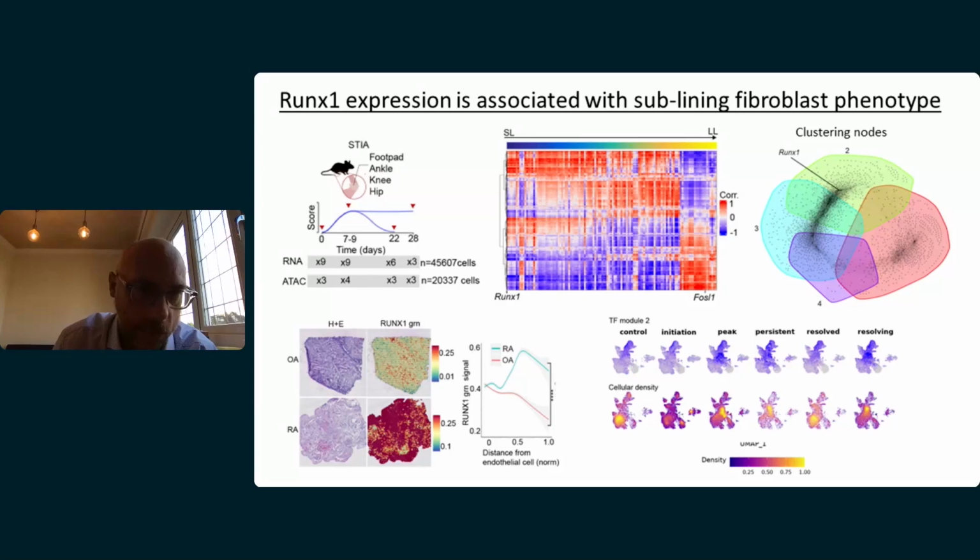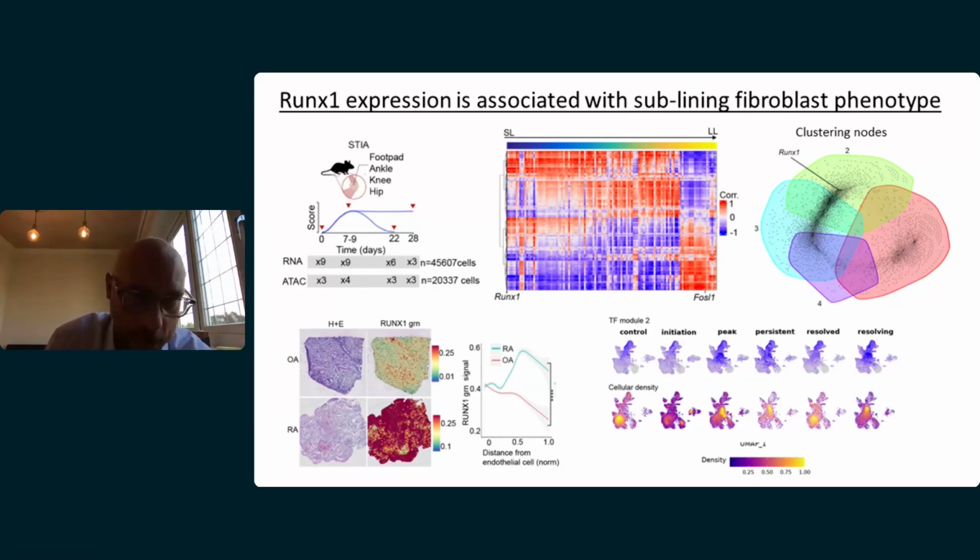And we identified RUNX1, which is classically in the hematopoietic system, but actually appears to be expressed in the mesenchymal fraction here as a key regulator of this immune effector fibroblast population. You can see here this is projected across the pseudotime anatomical trajectory from sublining to lining, and RUNX1 associates with this sublining phenotype. We've done some clustering nodes to look at which gene programs RUNX1 activates, and it correlates clearly with this immune effector fibroblast gene expression program.